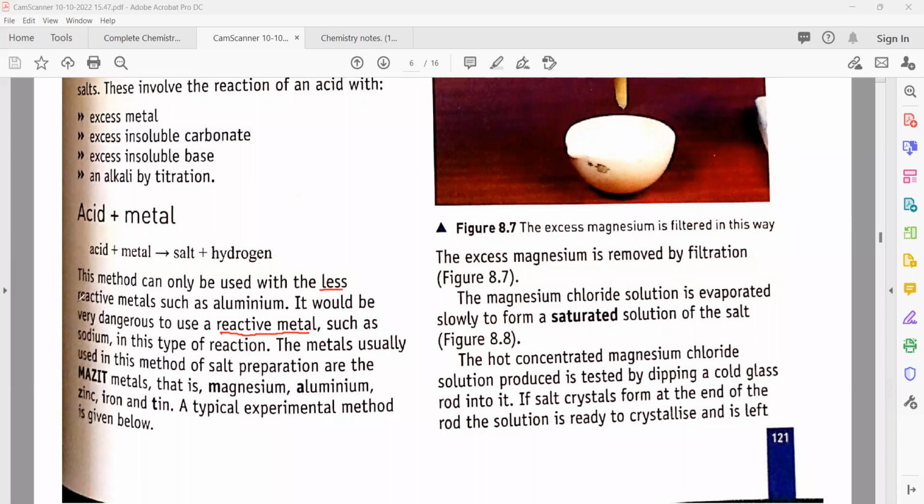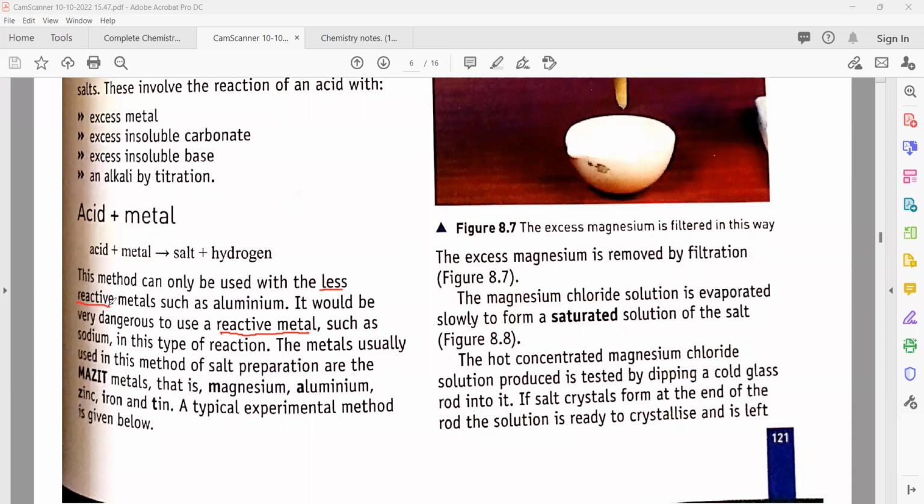Hope you understand the term less reactive. Do you understand, or do you want me to explain again? Sorry, we didn't understand. Okay. Teacher, yes, my dear. Less reactive means it doesn't react very much, sometimes, it doesn't have very many electrons.